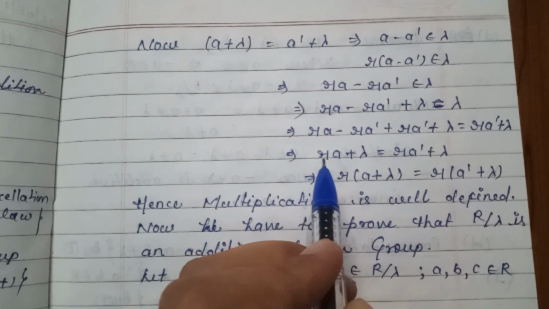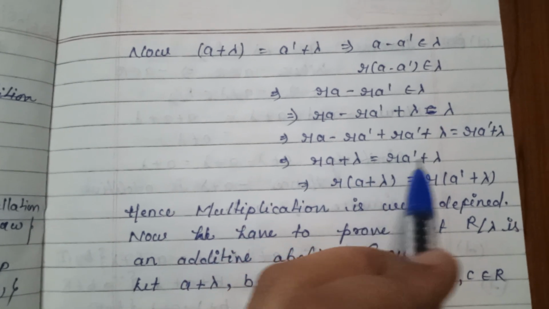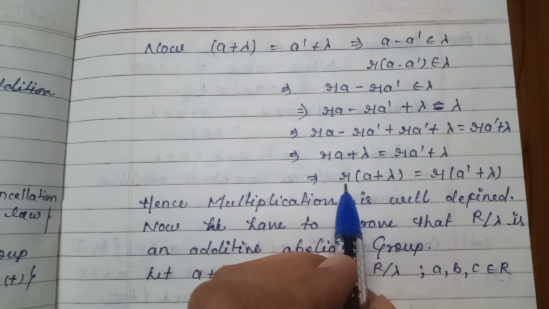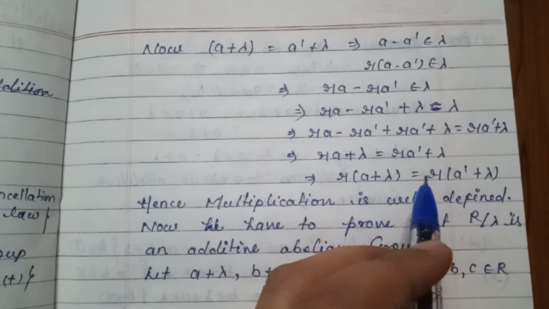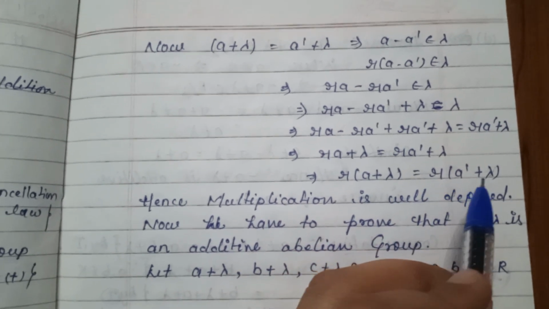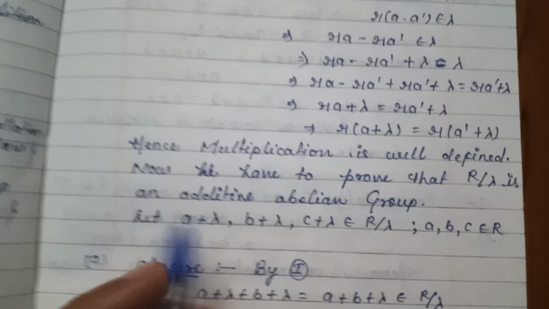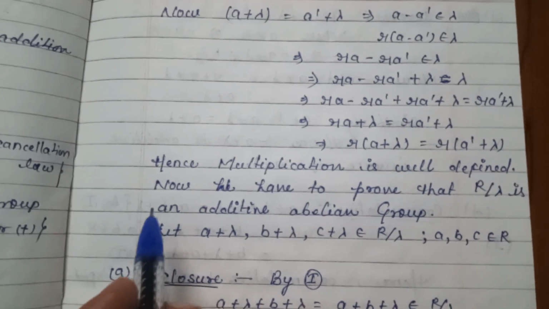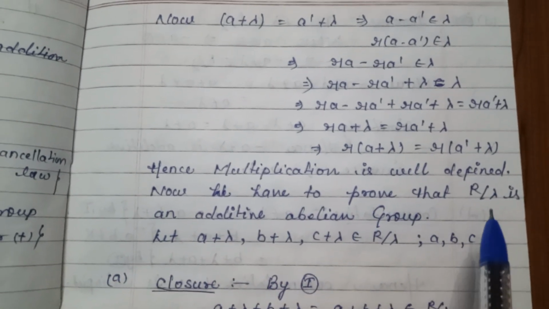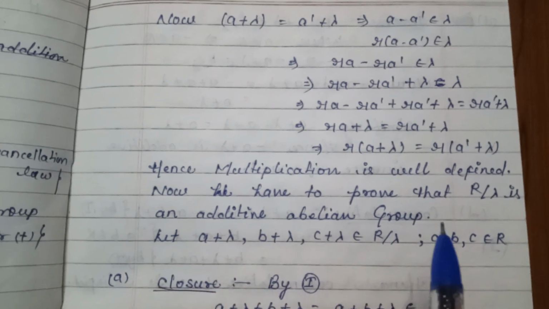So it can be written as r(a + λ) = r(a' + λ). Now r(a + λ) = r(a' + λ). Hence the multiplication is well defined. Now we have to prove that R/λ is an additive abelian group.